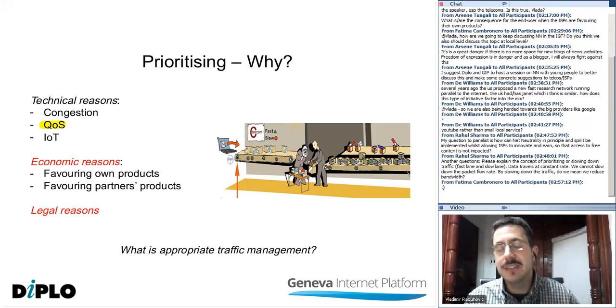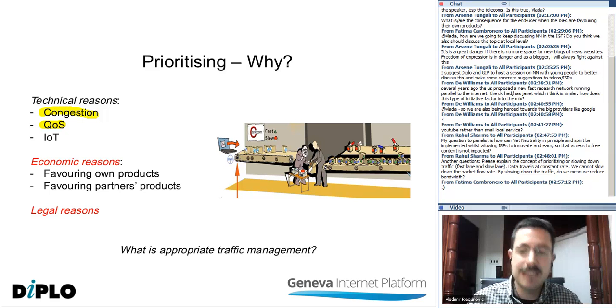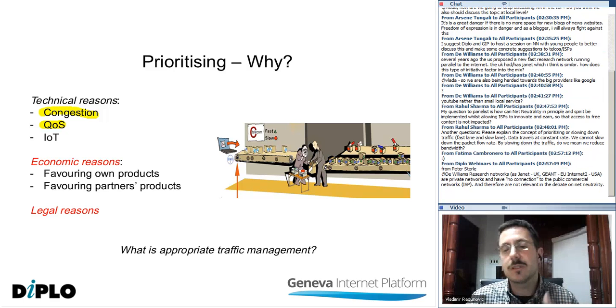Now, when we have a heavy load of traffic, especially high definition videos, congestion might occur. And in these circumstances, it might be needed to prioritize certain types of traffic and maybe slow down the other type of traffic. Simply, the real-time communications need to be prioritized. The asynchronous communications might not need to be, because you will not really notice the delay.